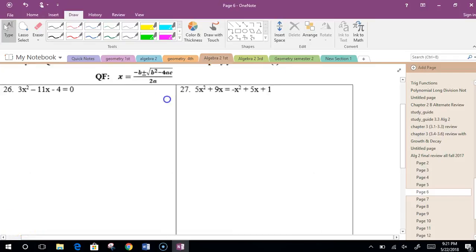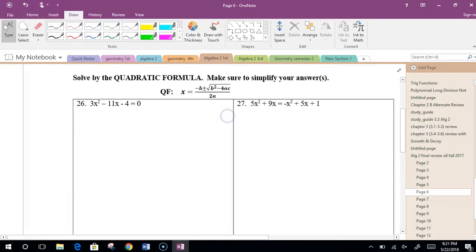Okay, so picking up at question number 26, we're moving on to the quadratic formula questions. Again, you'll be provided with the quadratic formula for your questions.